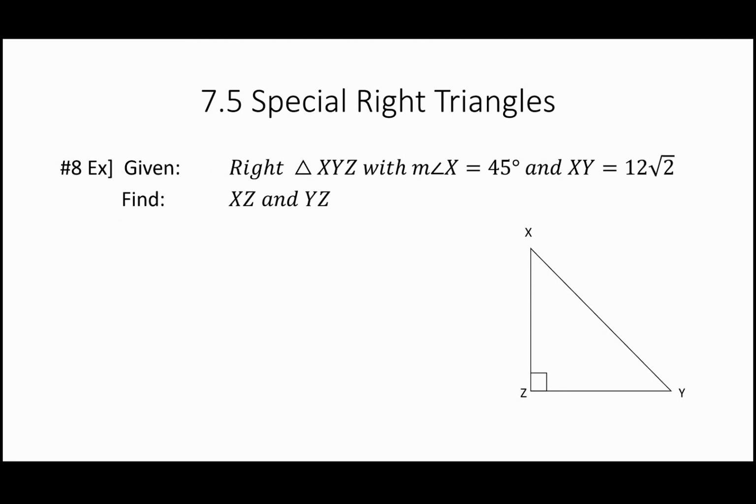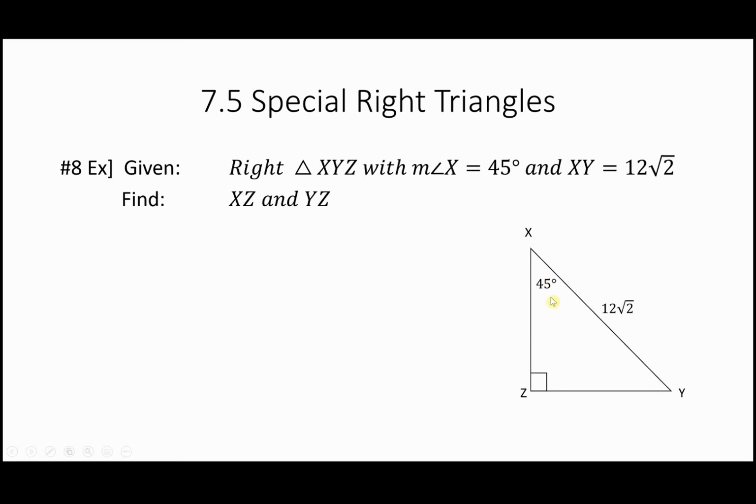I'm going to do number 8 from the exercises in this section. Let's see, we're given right triangle XYZ, as seen here, and the measure of angle X is 45 degrees, and the length of line segment XY, which is the hypotenuse, is 12 root 2. So add this information to your triangle, and then draw some conclusions.